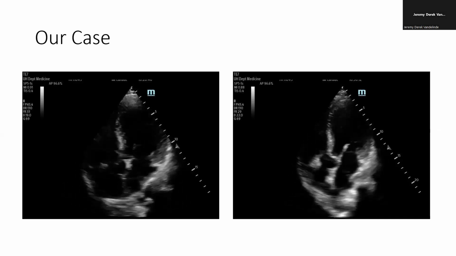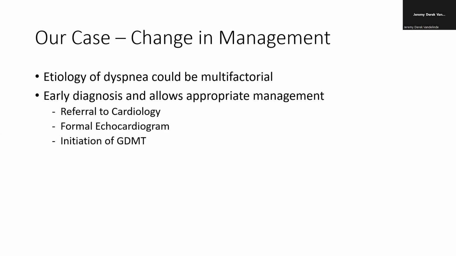Ultimately, what does this mean for us and the patient? Based on the assessments that we did, it does seem like maybe there is a multifactorial etiology of the patient's dyspnea, which is different than the clinical presentation initially, and will actually allow us to change his management pretty dramatically.